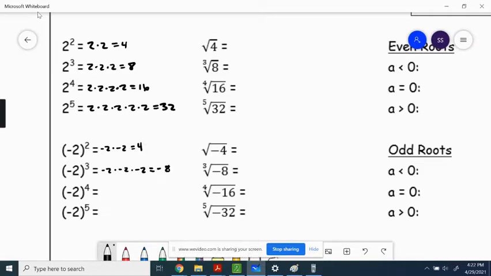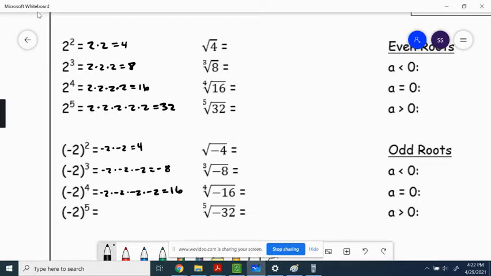All right. Negative 2 to the fourth power is negative 2 times negative 2 times negative 2 times negative 2. Again, a negative times a negative is a positive. Positive times a negative is a negative. And negative times a negative is a positive. So we're back at positive 16.